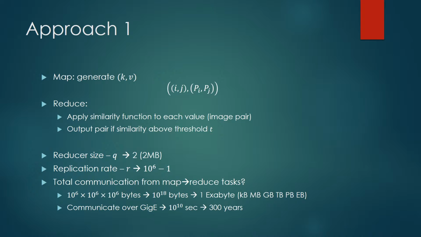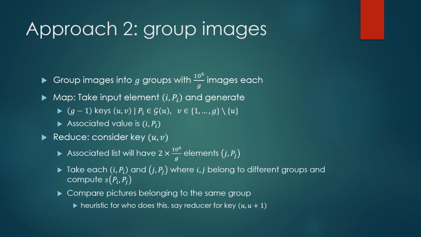And each task that I have, whether it's a map or the reduce task, is operating with a more sizable 1,000 by 1,000 group of images. So what you want to do in grouping is, we'll start with just choosing some arbitrary G, and we can analytically figure out what our optimum G is, or the number of groups. So each group will have a million over G images each, and the map task is going to take input element i, p_i, and it's going to generate G_i keys. So the replication is only to every other group.